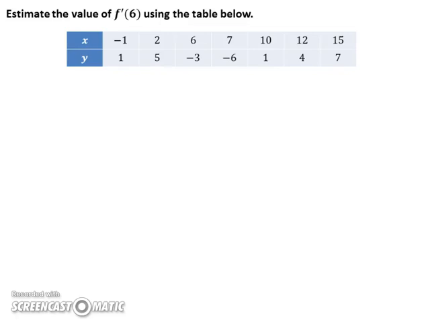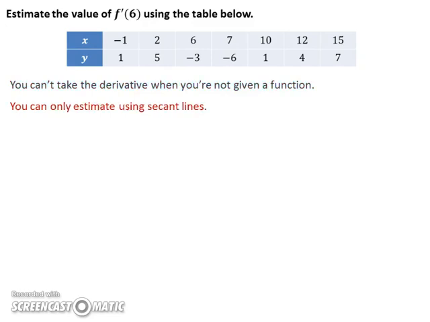So say you're given this table and you're asked to find the estimated value of the derivative at x equals 6. Notice you're not given a function of x, so you can't use that formula. You just have points. You can't make any assumptions about f of x except for these points that you know. Because you don't have the actual graph or any other information, the only thing you can do is estimate using the secant line. You can't take a derivative when you're not given the function because you can't find the instantaneous rate of change.